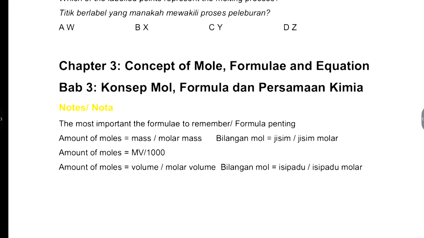Now, untuk kimia, for chemistry, tak banyak formula. There's only a few formulas. I don't like to use the word memorize. Hafal. Cikgu, ada saya hafal saja. No, I don't like to use the word memorize, but some things, there's no other word, you have to memorize, right? Okay, so what are the three main formulas?